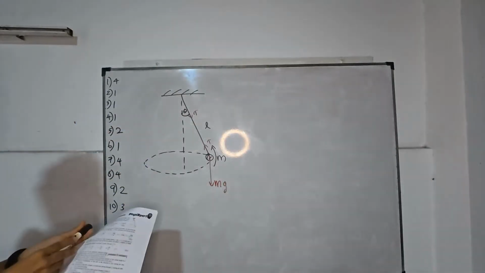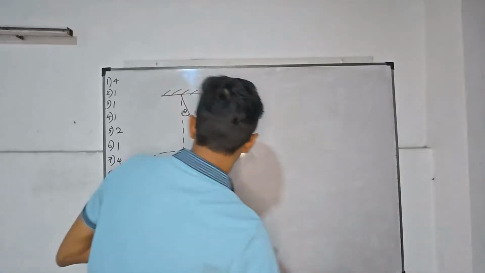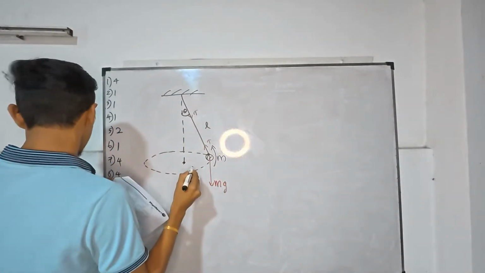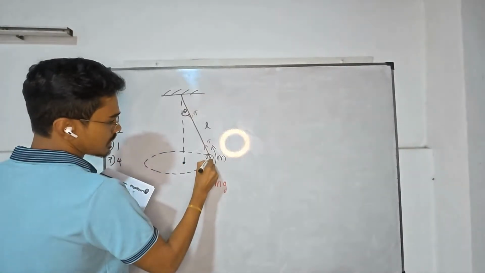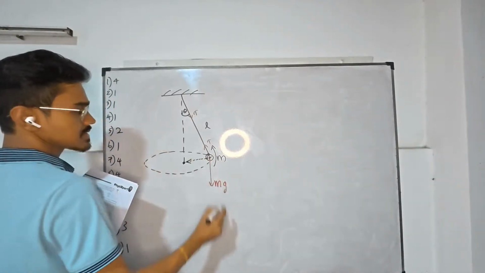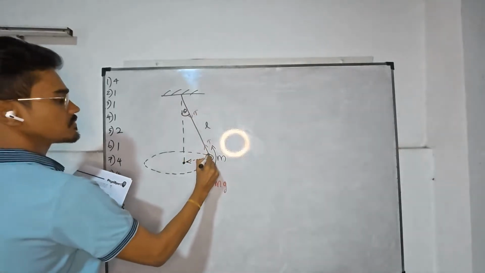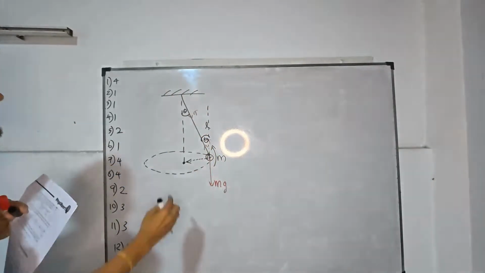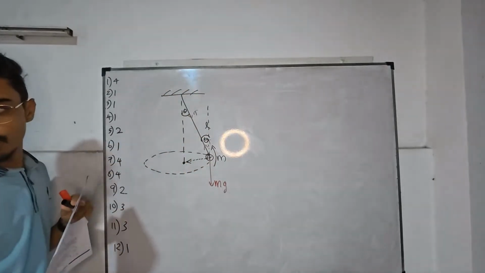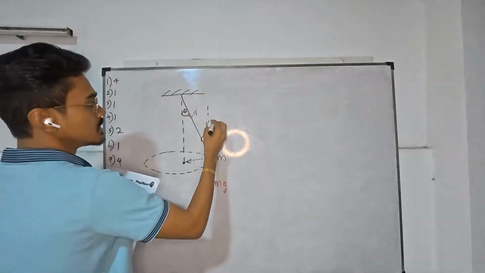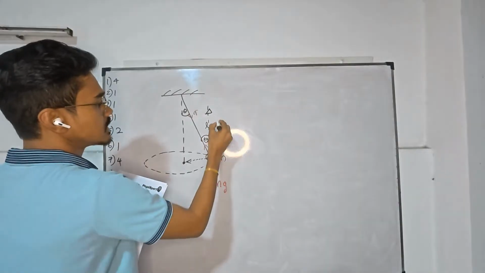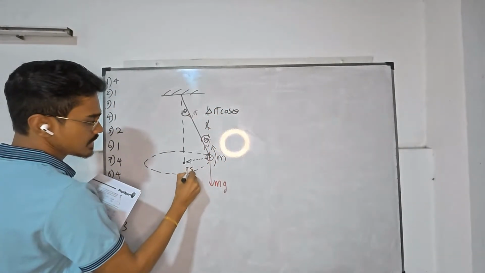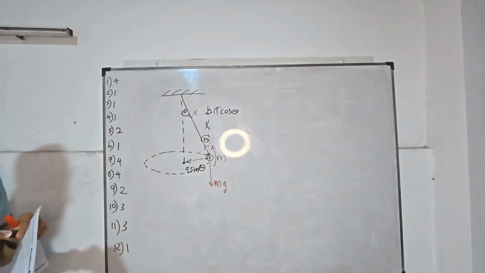Now to consider vertical equilibrium and apply F equals ma towards center, I need to resolve the tension. The component acting towards center: if I extend this vertical line, we can see this is theta, this is also theta, alternating angles. So this component is T cos theta, and this component is T sin theta.